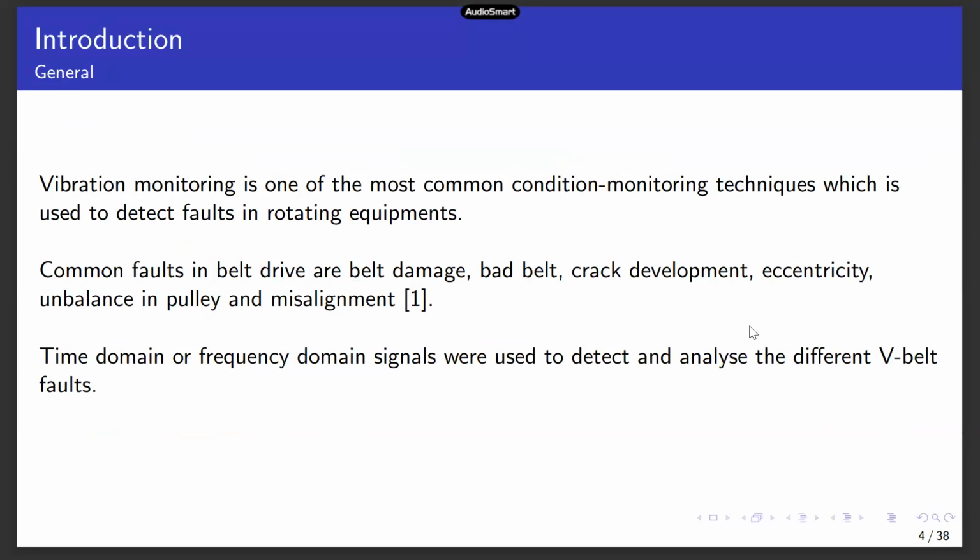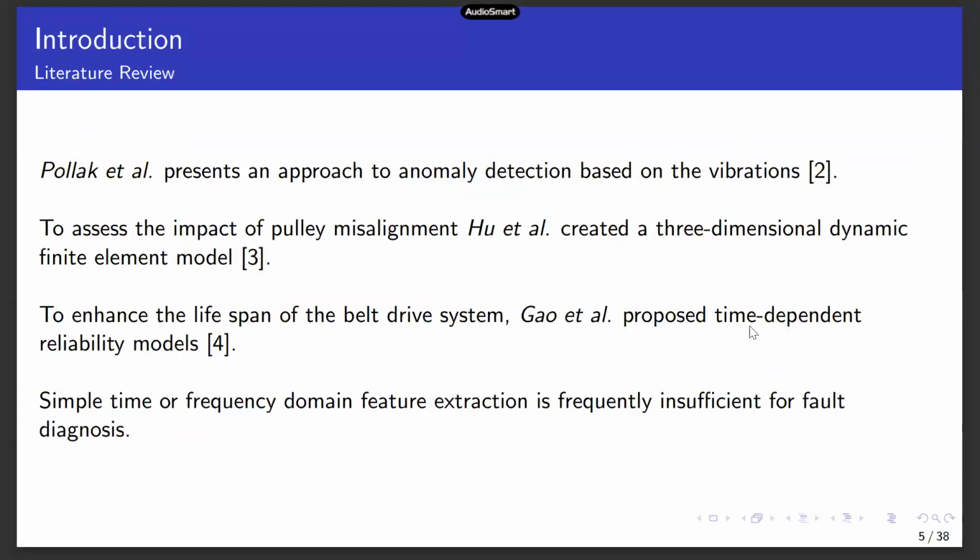Using vibration monitoring techniques, time domain and frequency domain signals are used to detect and analyze various belt faults. A literature review presents an approach to anomaly detection based on vibrations, to assess the impact of belt misalignment, and created a three-dimensional finite element model. To enhance the lifespan of belt drives, Geo proposed a time-dependent reliability model.